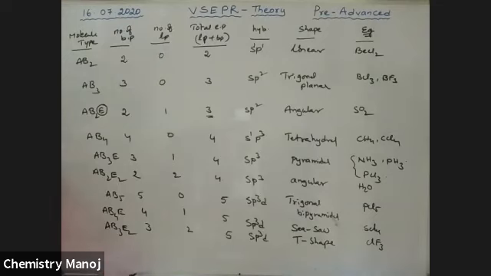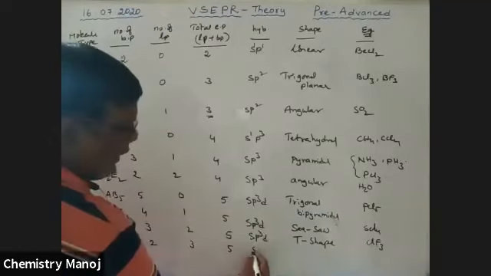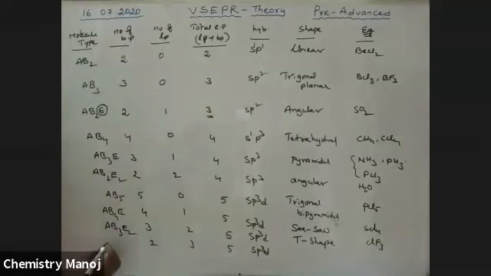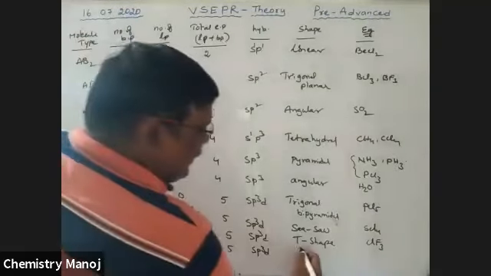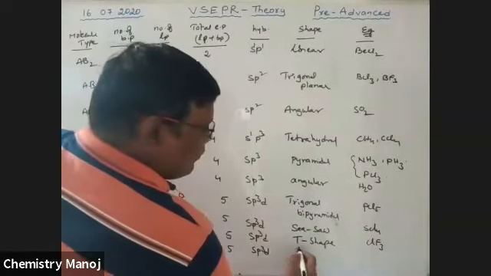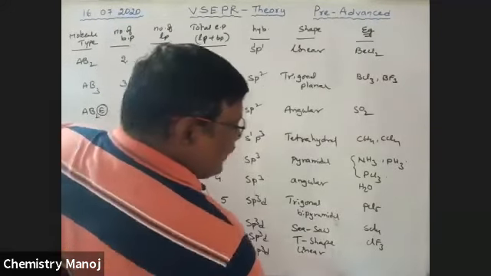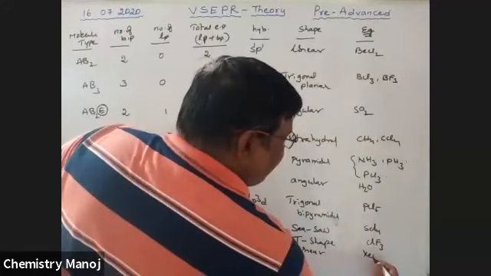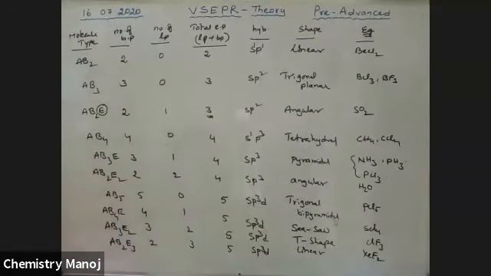Next one. 2 bond pairs and 3 lone pairs. Total 5 again, so it is sp3d hybridization. The molecule is AB2E3 type. It is a linear molecule. That is the XeF2 molecule. So these are the different shapes.